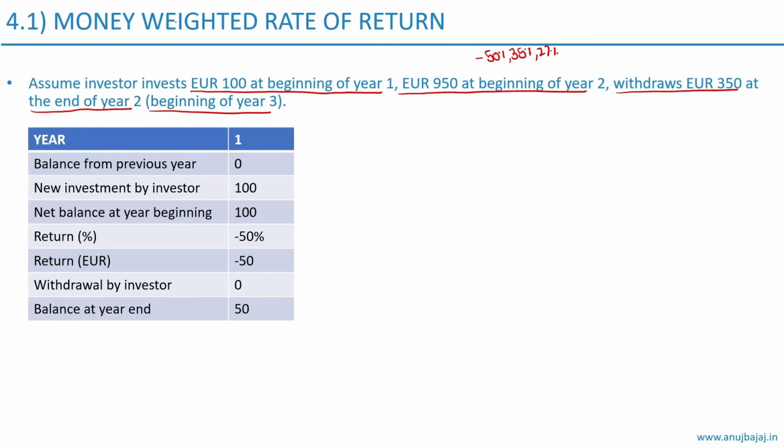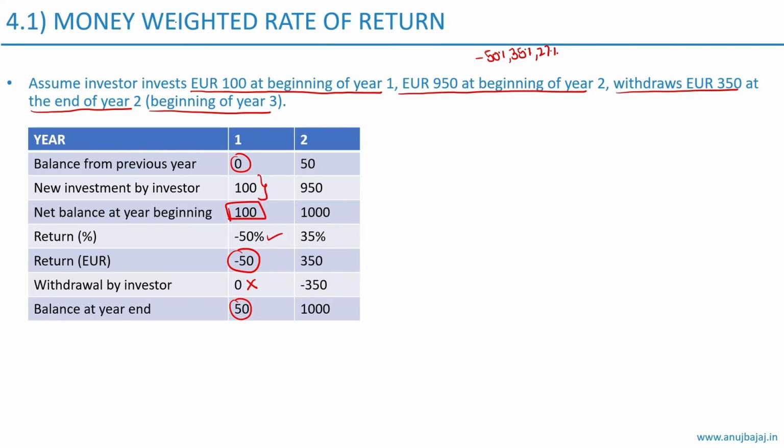So at the beginning of year 1, there is no balance in the portfolio. The investor invests 100 euros at the beginning of year 1. So the net balance at the year's beginning was 100 euros. During year 1, the portfolio earned a return of negative 50%, which led to a loss of 50 euros. And there is no withdrawal by the investor at the end of year 1. So the balance in the portfolio is 50 euros at the end of year 1.